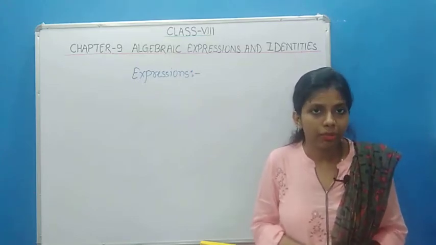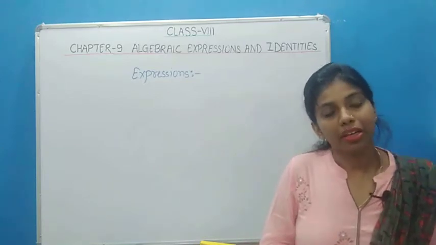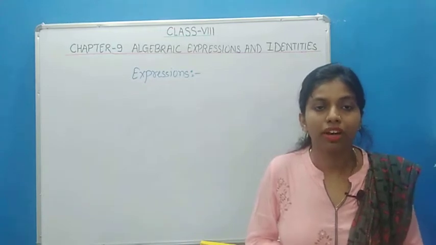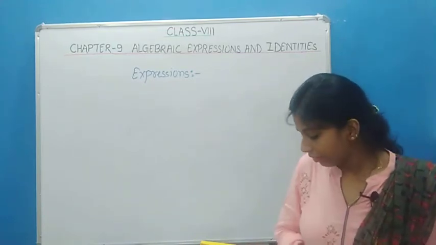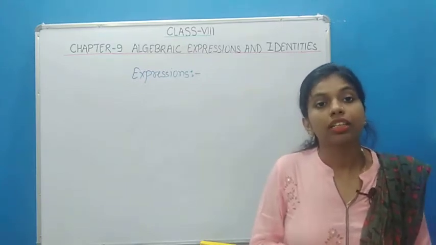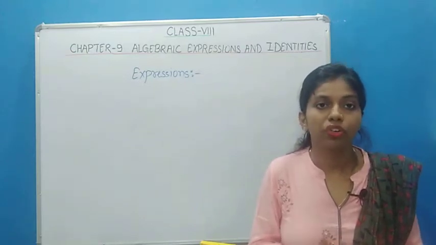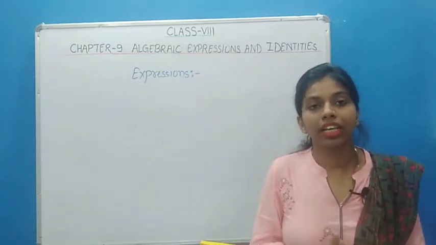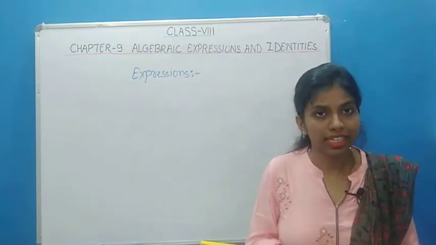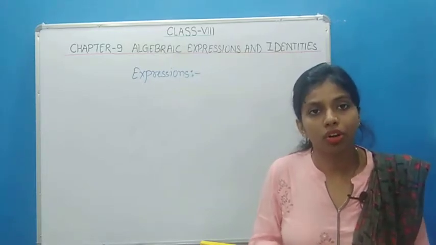So what is a variable? As the name suggests, variables are the terms whose value is not fixed. Their values are going to vary. Like if I take x, y, z, in any expression x, y, z are variables because their values are not fixed. And the second thing used in an expression is a constant, whose value is fixed. Like if I take the constant 7, then the value of 7 is always 7.